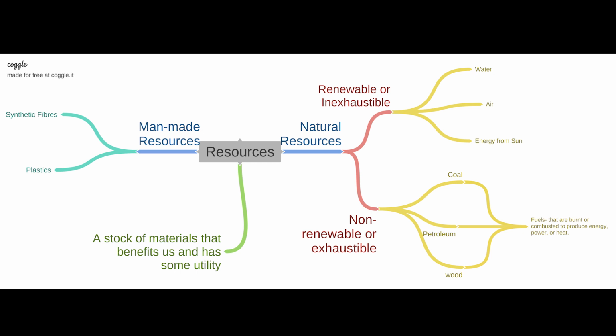Then the other one is non-renewable or exhaustible resources. Now these resources, even though they are naturally available to us, are exhaustible. That is, if we overuse or overexploit them, sometime or the other, they are going to get over. Some of the examples of non-renewable resources are coal, petroleum, and wood. And all of these non-renewable resources are basically used as fuels. And fuels are nothing but something that when burnt produces a lot of energy.